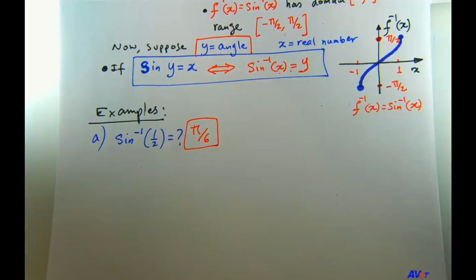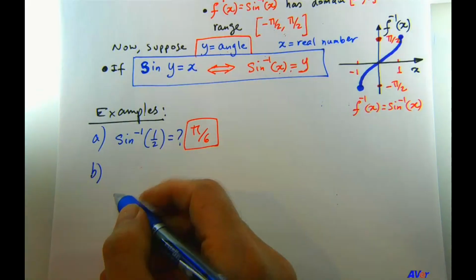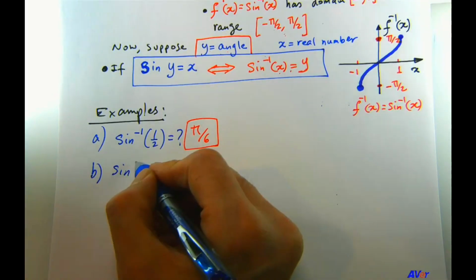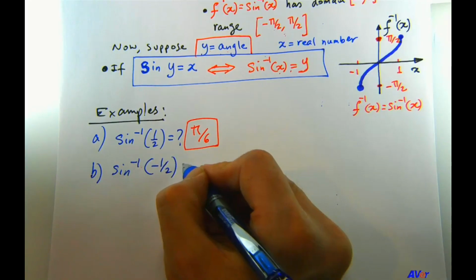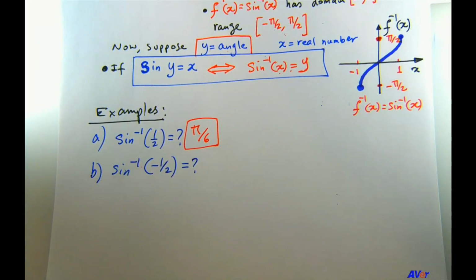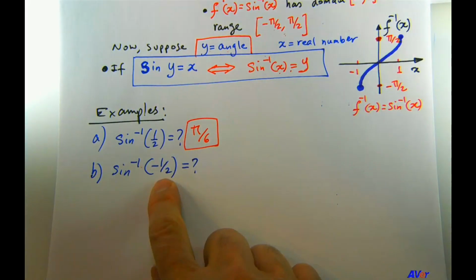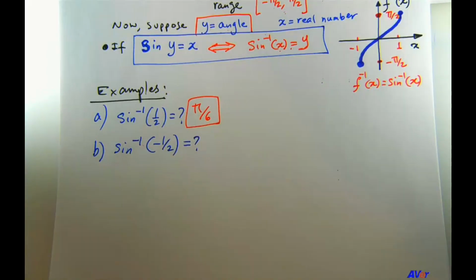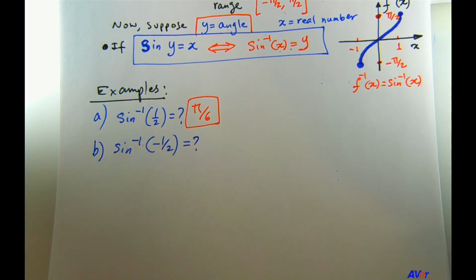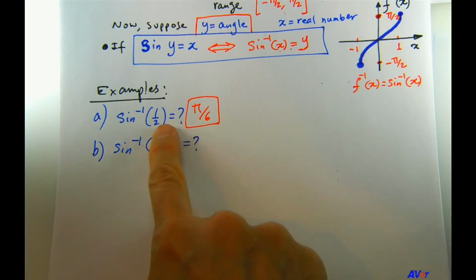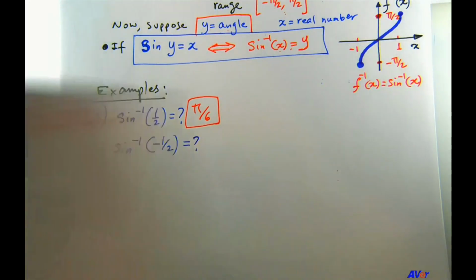Okay, let's do another example. B, we want to know the inverse sine of minus 1/2. So here they're asking, what angle has a sine of negative 1/2? Certainly this is not in the first quadrant, right? We know the reference angle should be pi over 6, but it can't be in the first quadrant.